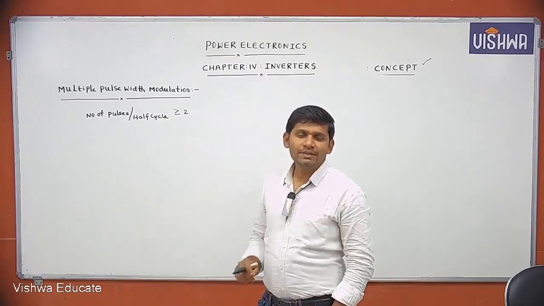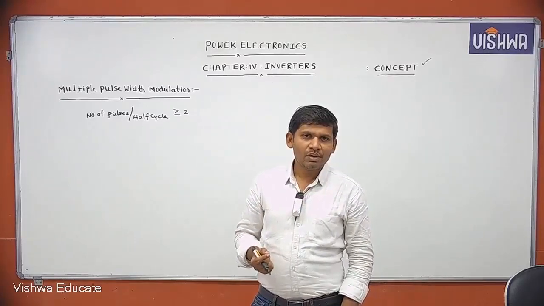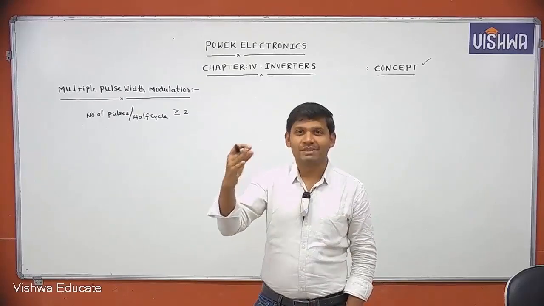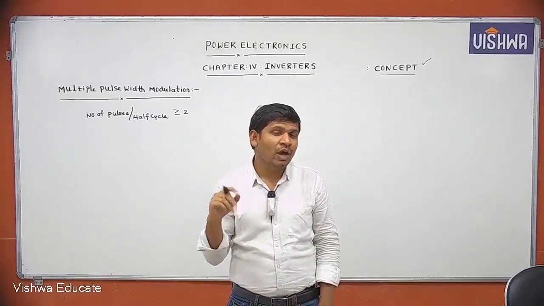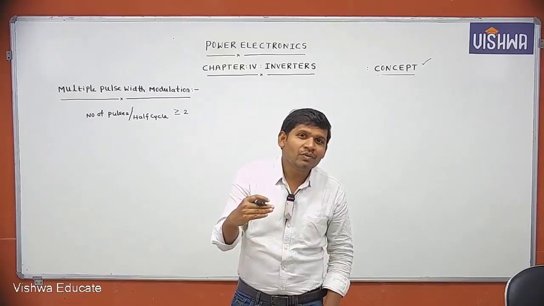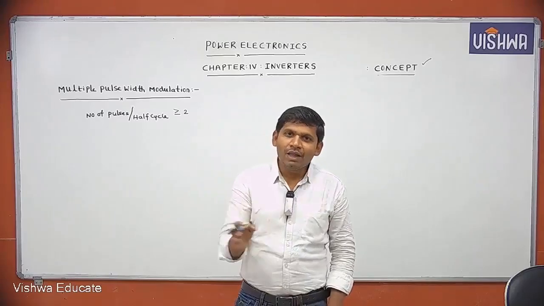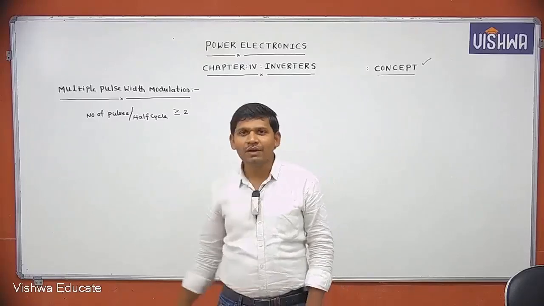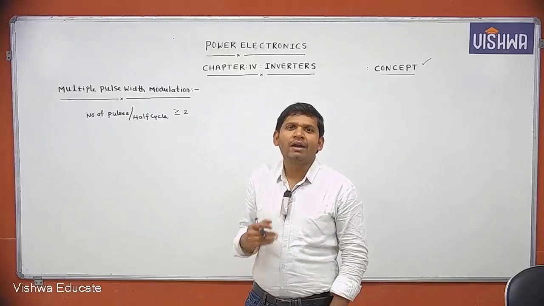If the number of pulses per half cycle increases, the order of harmonics associated with the output increases. I am not talking about the number of harmonics at output, I am talking about the order of harmonics. That means the output consists of only higher order harmonics. Then all the low order harmonics are eliminated if we generate more number of pulses per half cycle.